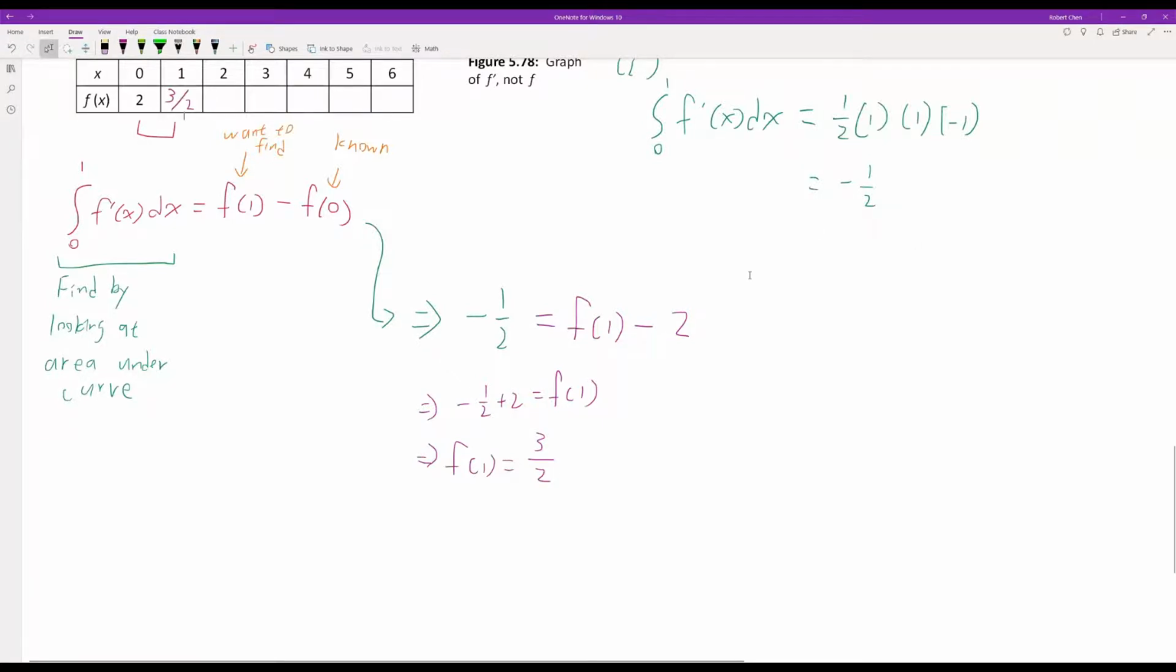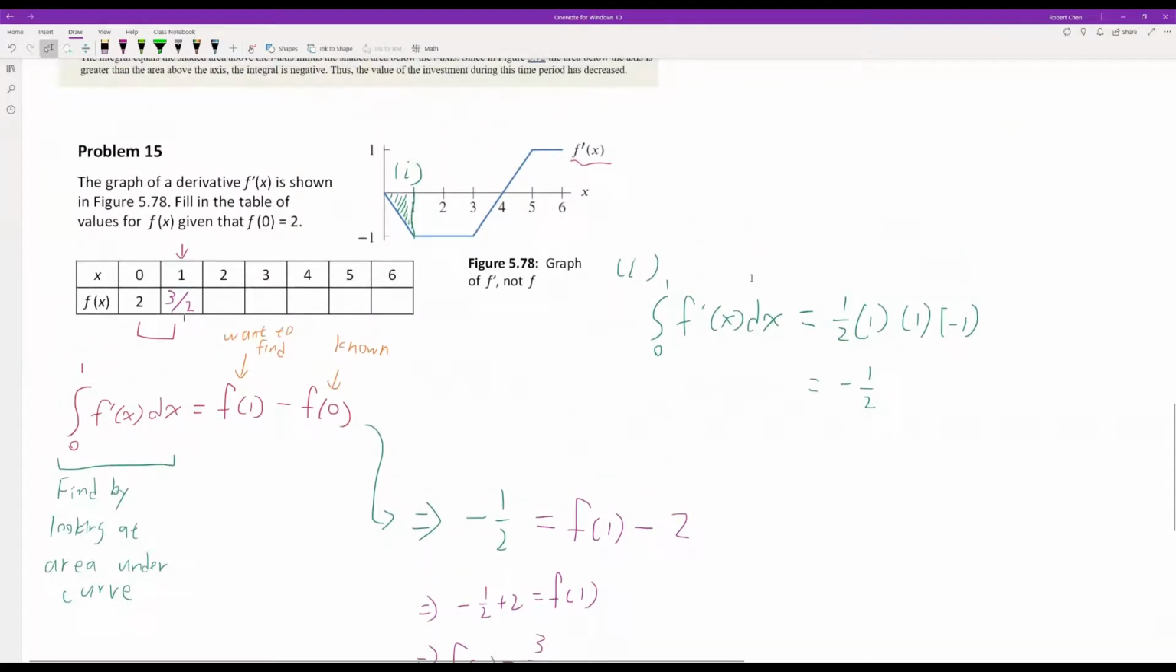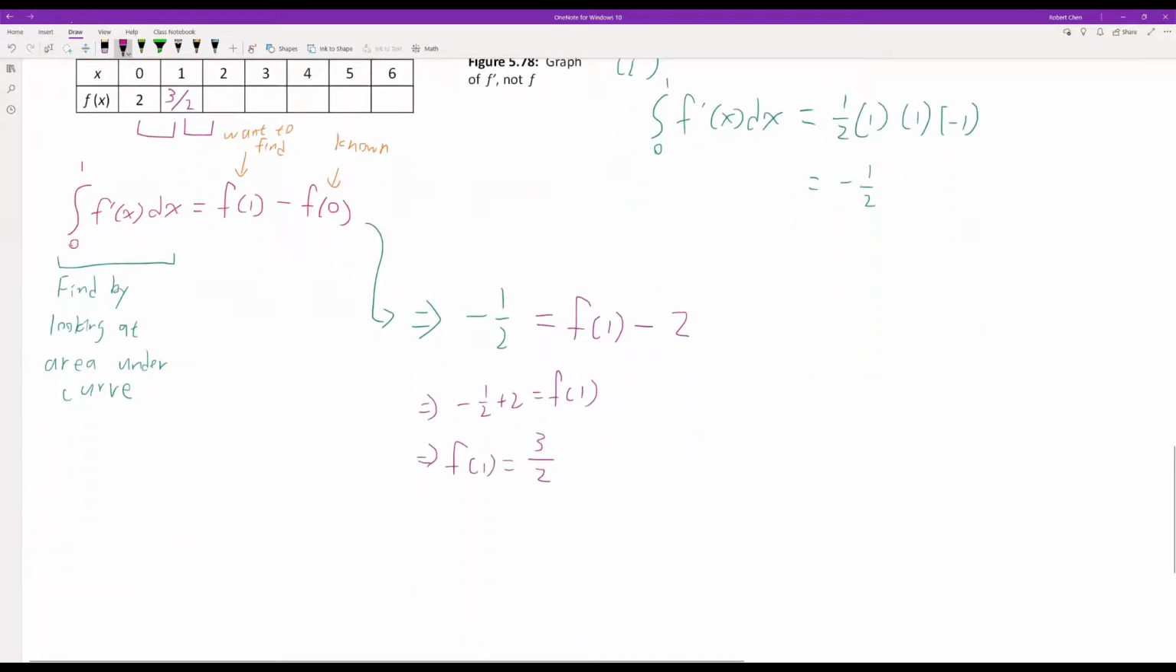And done. And to find the next, to find f of 2, we can now do the integral from 1 to 2. Let's do one more, and then I want you guys to try the rest on your own. All right, so 1 to 2.